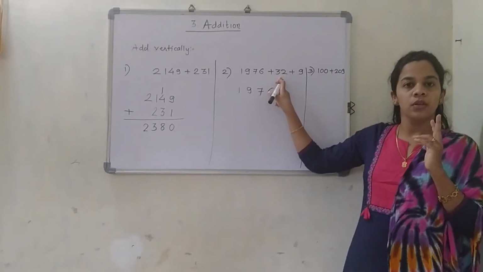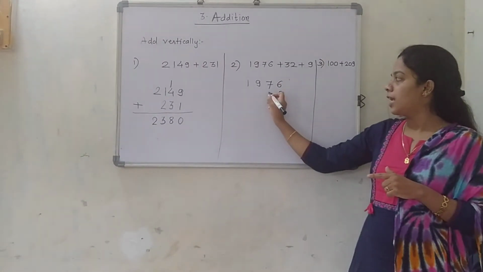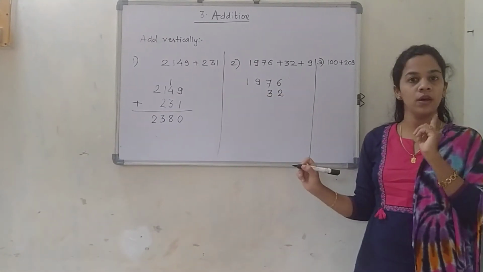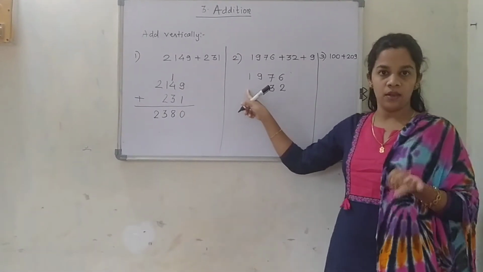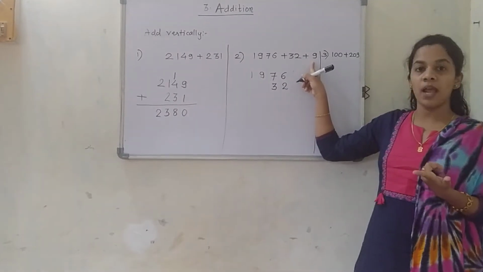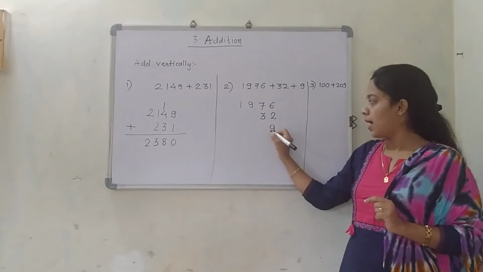See the next number, 32. Now 32. 2 is at unit place. So, I am just going to write 2 over here. And 3 is at tens place. I am just going to write it over here. Don't start from here. Please don't make that mistake. Okay? And the next number is 9. So 9 is a 1-digit number, that is the unit place. So we are going to write 9 as it is.